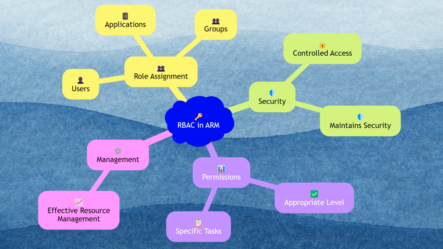RBAC is a key feature of ARM that enables you to control access to your Azure resources. By assigning roles to users, groups, or applications, you can grant the appropriate level of access needed to perform specific tasks. RBAC helps in maintaining security and ensuring that users have the necessary permissions to manage resources effectively.